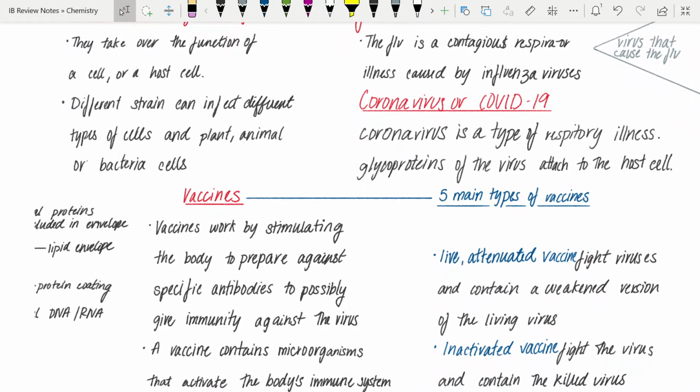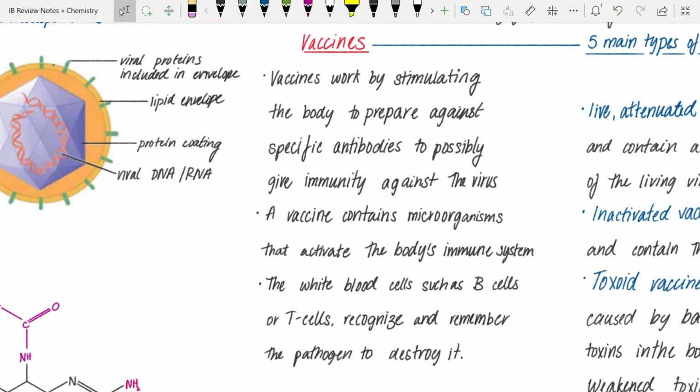Let's go to how to prevent us from getting the flu. For that, there are vaccines. Vaccines work by stimulating the body to prepare specific antibodies to possibly give immunity against the virus. So basically, scientists take a strain of a virus and try to come up with antibodies that they inject into you, or there are other ways to get a vaccine into you, such as inhalation or even eating. Basically, it tries to prepare your body with antibodies. So if you do get the virus, it is quicker to fight it off.